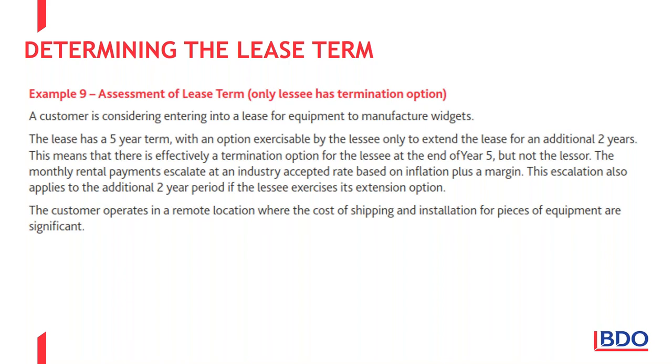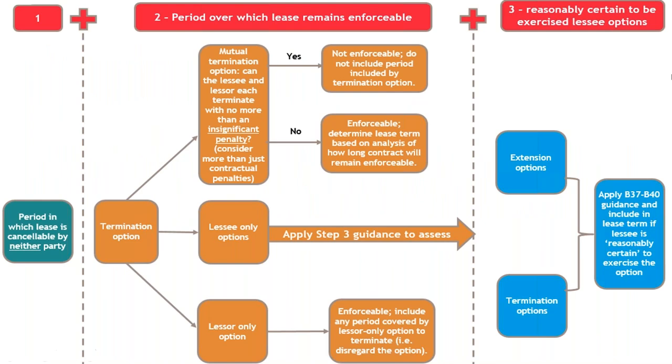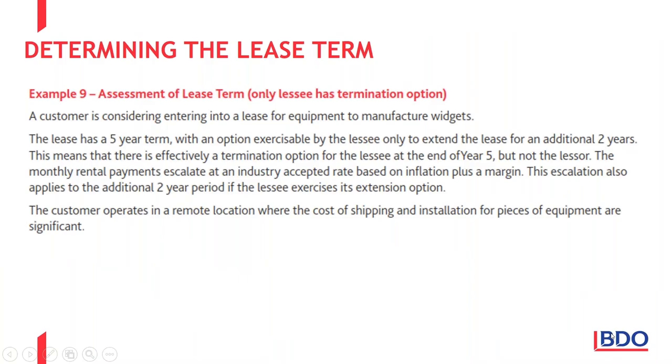The monthly rental payments escalate at an industry accepted rate based on inflation plus a margin, and this escalation also applies to the additional 2-year period if the lessee exercises its extension option. Now the customer operates in a remote location where the cost of shipping and installation of pieces of equipment are significant. So in this situation, if only a lessee has an option to terminate, one would argue that we go straight to our assessment of whether we think that will happen. We don't have to consider paragraph B34. This middle bit, step 2, the yellow bit, is paragraph B34, and we're going straight to step 3, and therefore we would argue we think that the lease period is likely to be 7 years.